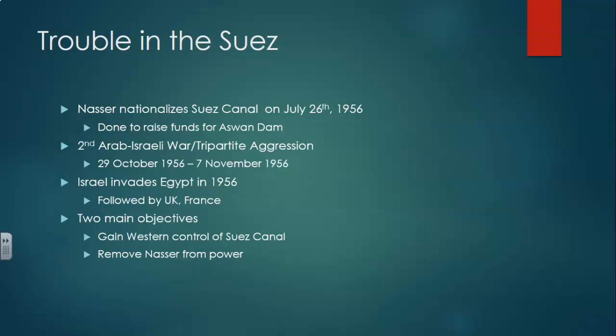The West is not real happy about the fact that Nasser has nationalized the Suez Canal. They view this as international waterways. They do not feel that this is something that one country should be able to control. So they do not like that. They want to gain Western control of this. Also, they view Nasser as a threat, and they want him removed from power. The United Kingdom, France, and Israel want Nasser gone. So they're going to try to do this through the Tripartite Aggression, the Second Arab-Israeli War.